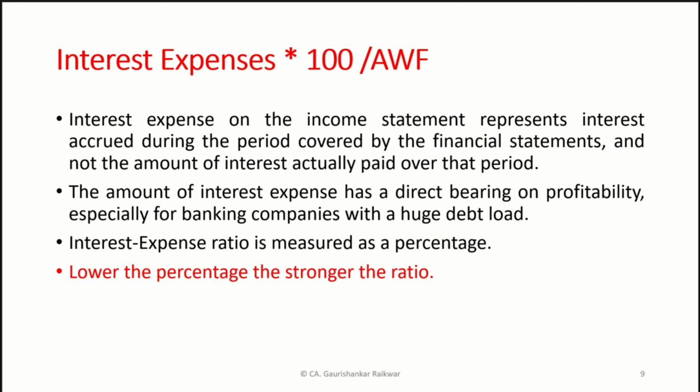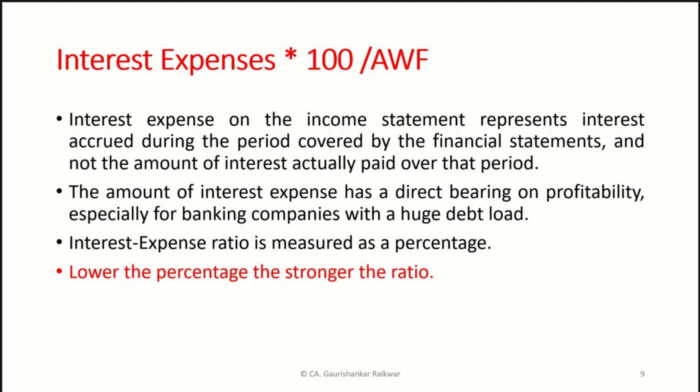Then interest expenses. Having discussed the income side, now we talk about the interest expenses. As already mentioned, for a bank, the interest expense on deposits is the main, primary source of expenses, because banks get deposits and against those deposits they lend money to borrowers. Interest expense on the income statement represents the interest accrued during the period covered by the financial statement. Everybody follows the accrual basis of accounting, so it is not the actual interest paid, but the total interest accrued on the deposits.